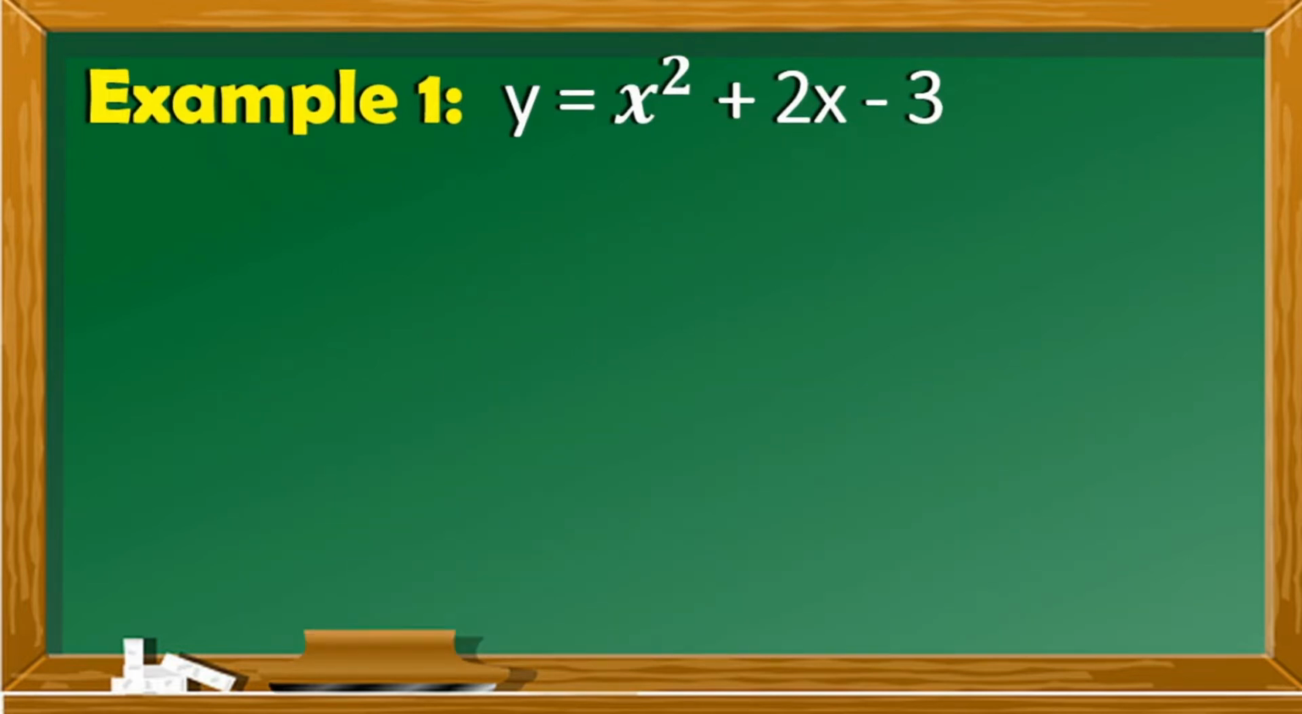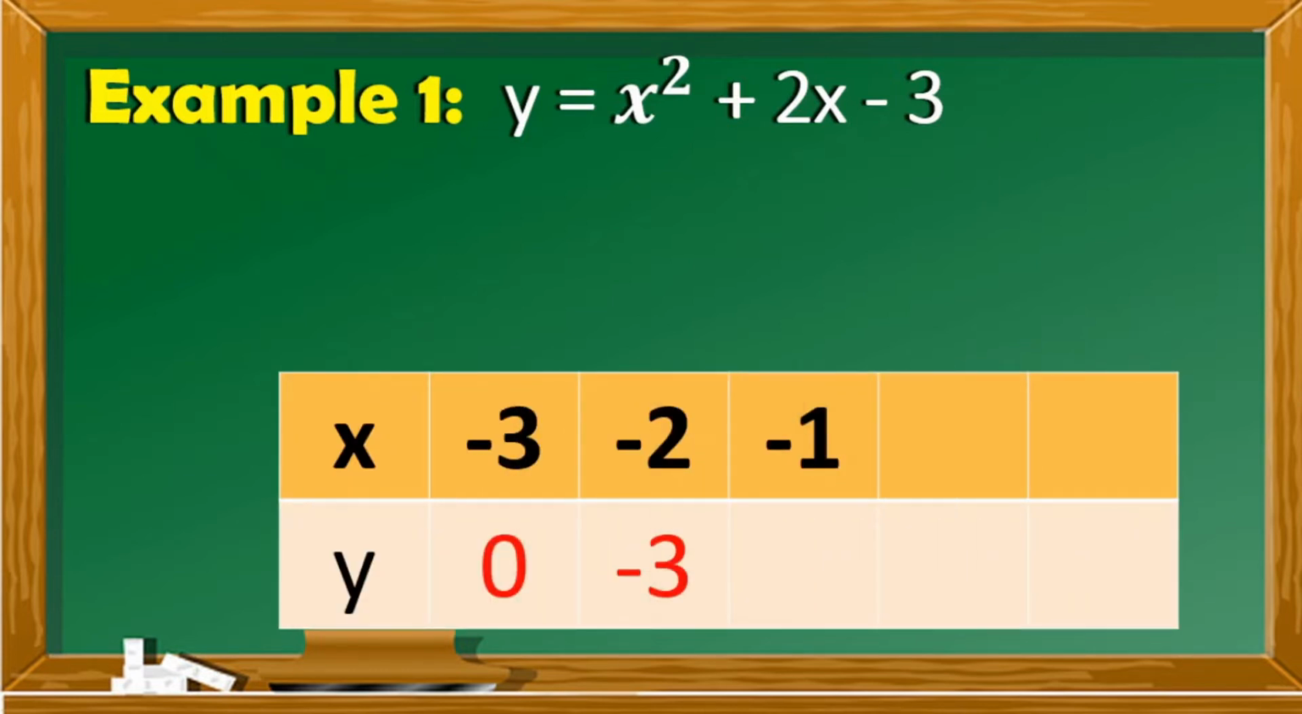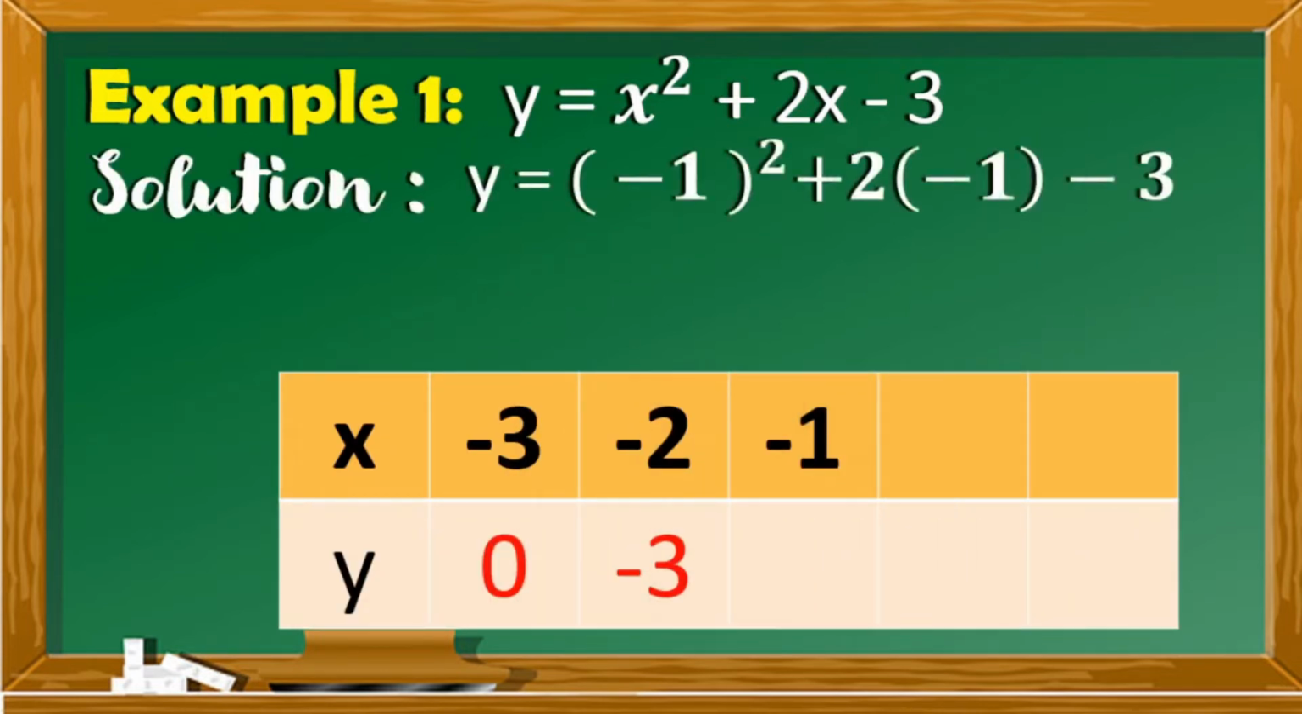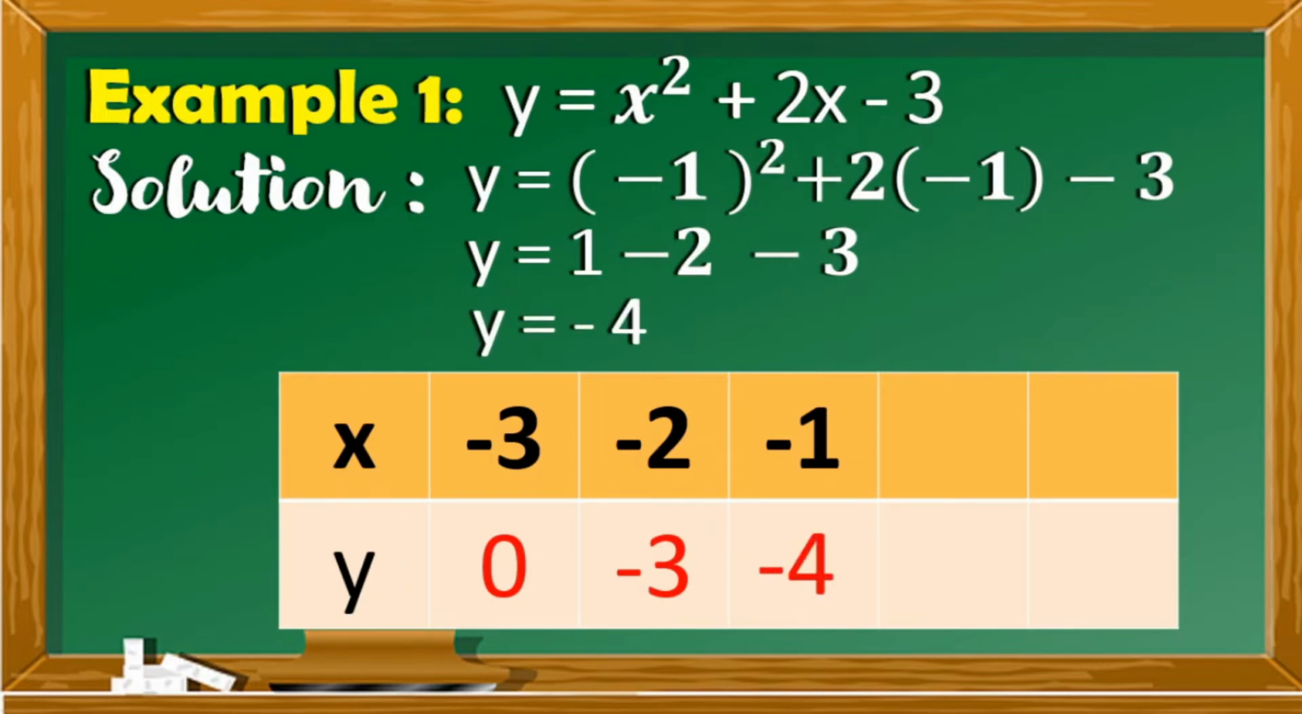If x is equal to -1, again, replace all x by -1 and simplify. Showing our solution, y = (-1)² + 2(-1) - 3. (-1)² is positive 1. 2 times -1 is -2, minus 3. Performing the operations, y is equal to -4.